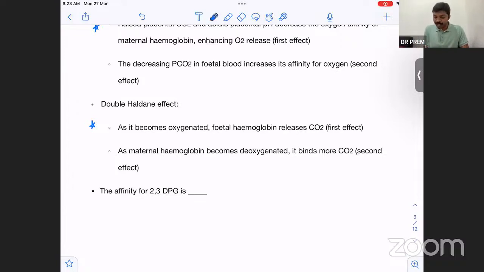Fetal hemoglobin, again, a quite important point, please remember, has alpha 2 and gamma 2. This alpha 2 gamma 2 chain has a very peculiar characteristic feature. What is that? They have a huge affinity for oxygen. The moment one molecule of oxygen binds with hemoglobin, there is going to be unloading of carbon dioxide. So fetal blood, the moment it starts getting oxygen from maternal blood, there is going to be comparatively enhanced release of carbon dioxide. All right.